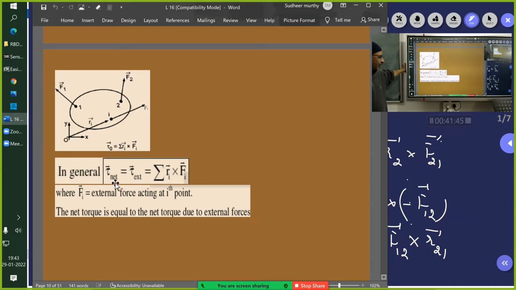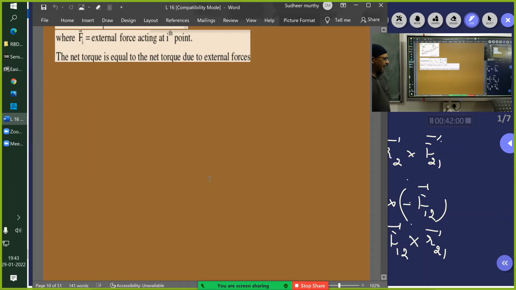Yes, I'm doing it. So tau bar is equal to so and so, where Fi bar is external. Net torque is equal to the net torque due to the external forces. That's what is important. Alright, shall I proceed, friends? Yes, sir. Thank you.